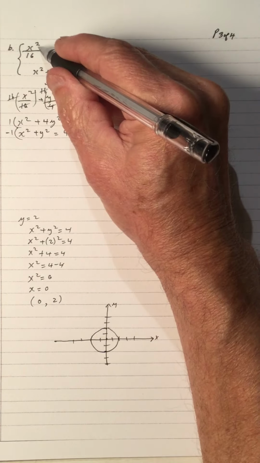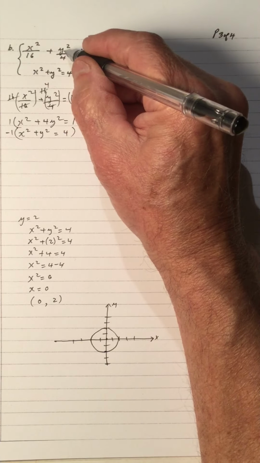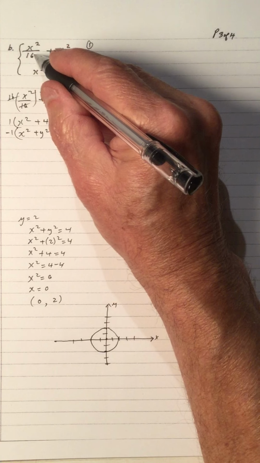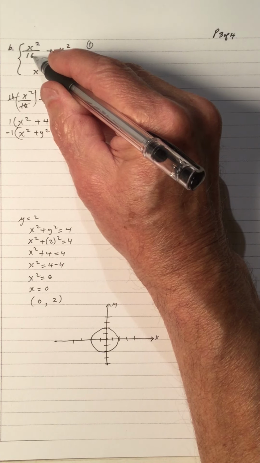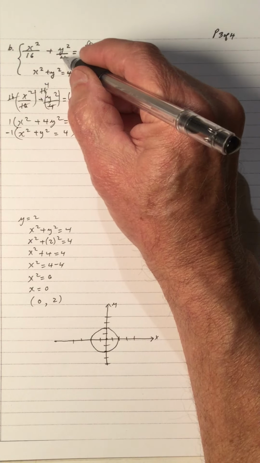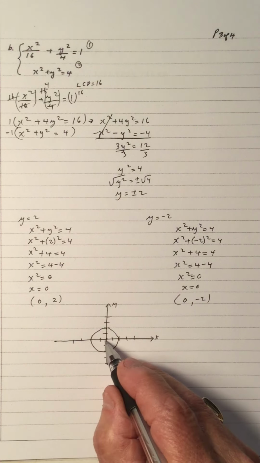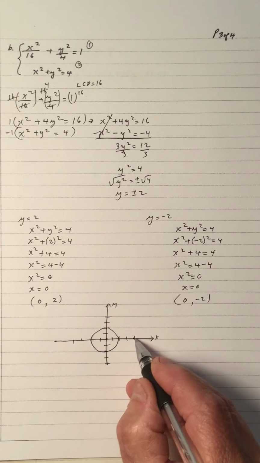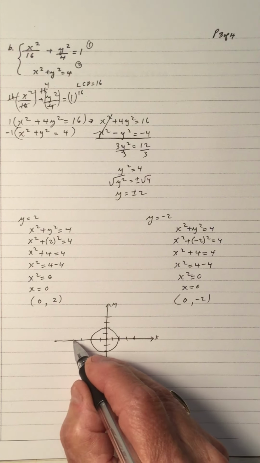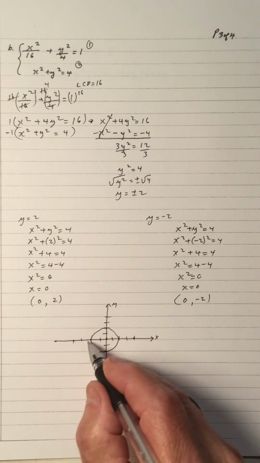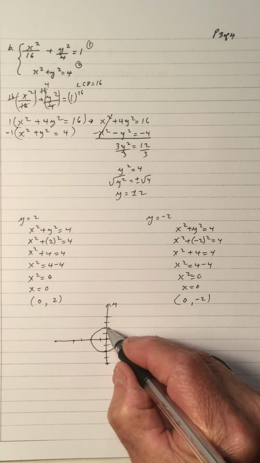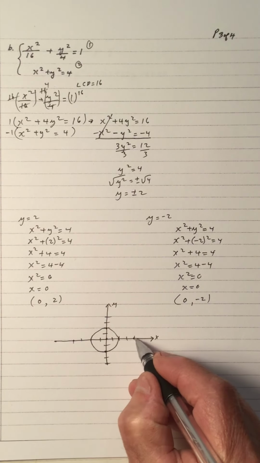Now we have an ellipse with a center of 0, 0, right here, the same. But the horizontal stretch is square root of 16, which is 4, and the vertical stretch is 2. So the horizontal stretch is 4. So from the center it goes 4 left, 4 right. And the vertical stretch is square root of 4, which is 2. 2 up, 2 down. So here's the ellipse.